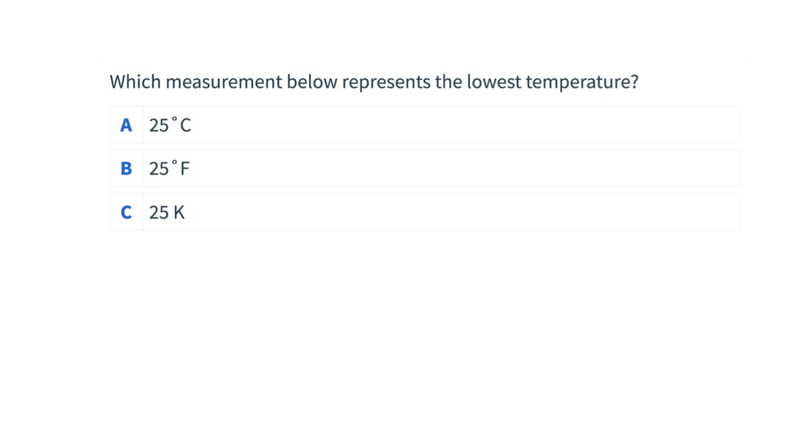So just a question that works through thinking about the scales: which of these temperatures represents the lowest temperature? You have 25 Kelvin, 25 degrees C, 25 Fahrenheit. Which of those would be the coldest temperature? Just think about that for a minute. You can talk with your neighbor if you want. We'll just spend about a minute thinking about this one.